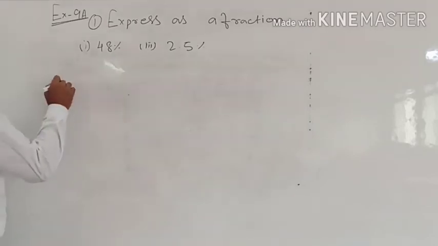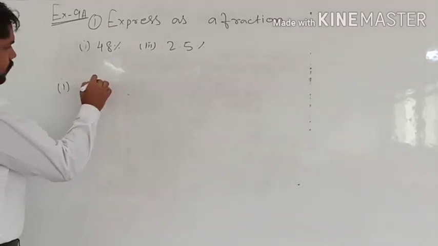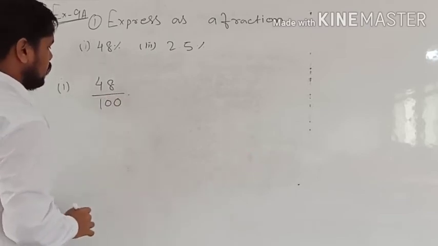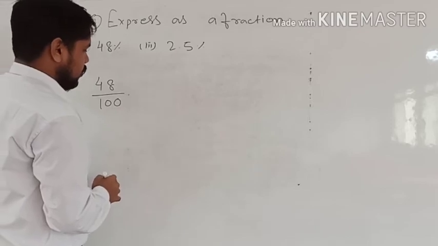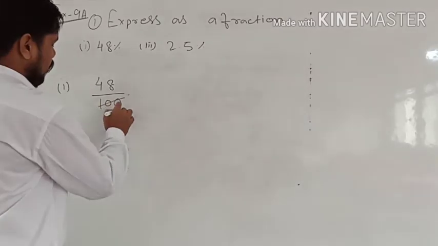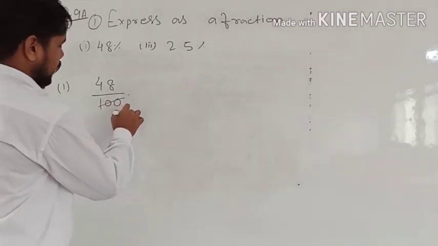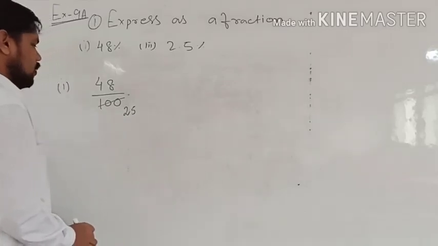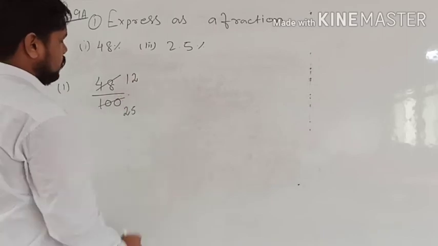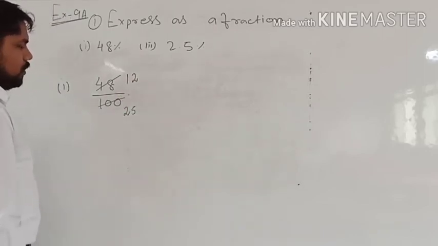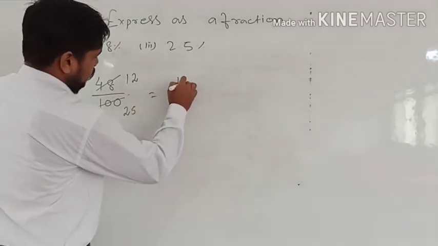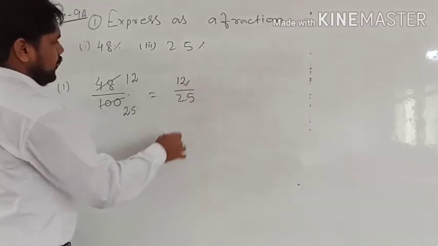The first one we have is 48%. Percent means 48 divided by 100, right? If you reduce it to the lowest fraction, 4 times 25 is equal to 100, and 12 times 4 is equal to 48. So 12 divided by 25 will be the required fraction.